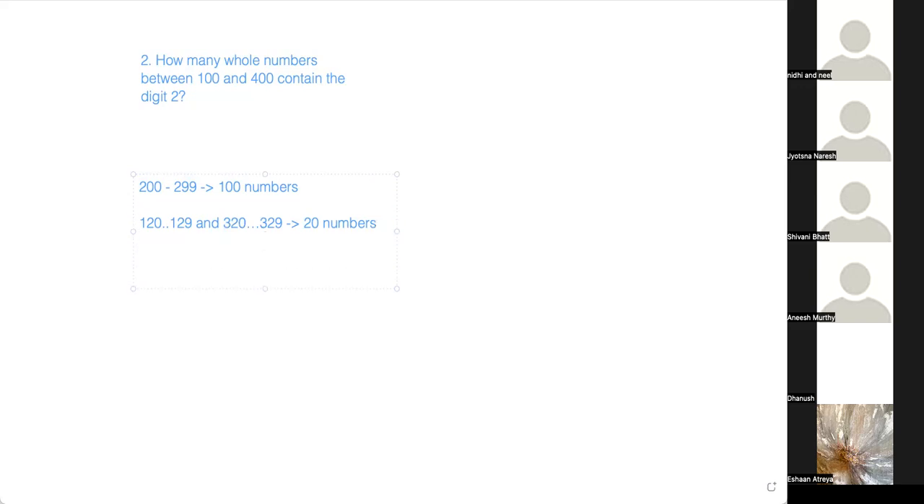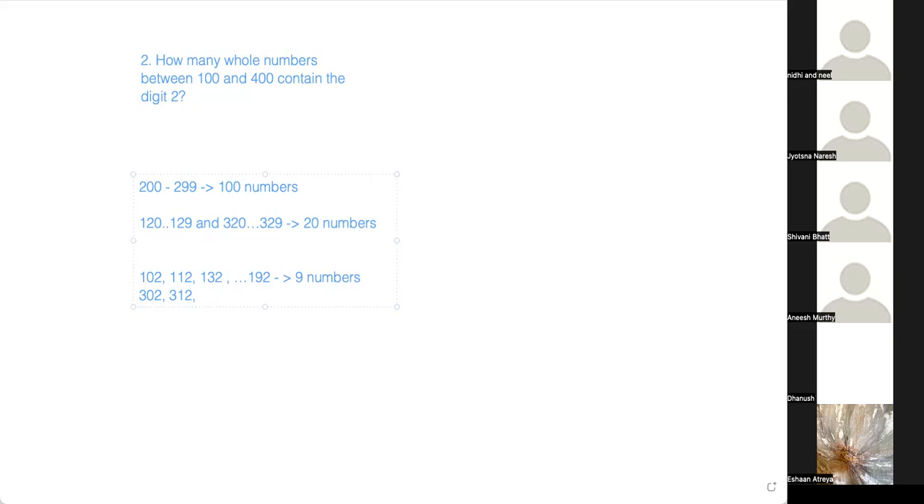And now 2 in the ones digit. So that could be 102, 112. But we have to be careful here. So we can take 122, 132, up to 192. But we have to be careful of this 122, right? This is being counted 2 times because it would be counted in 120 to 129 as well. So we can take that out. So there would be these 9 numbers, as well as the same thing with 302, 312, 322.